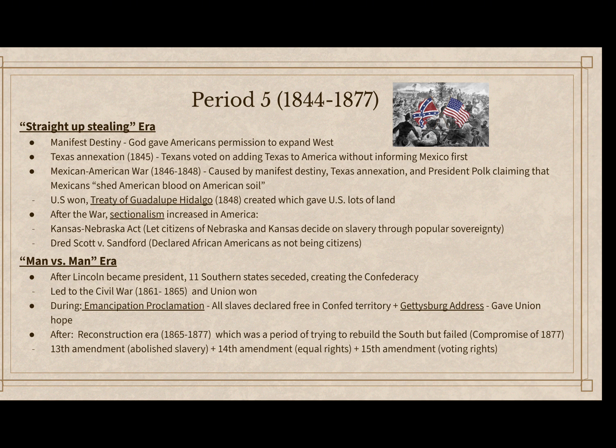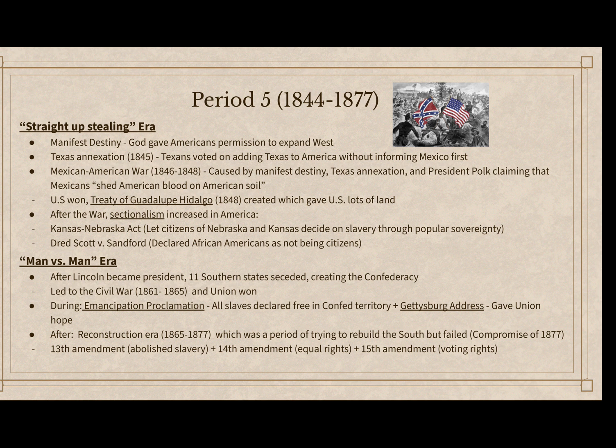So what Americans did was they eventually, in around 1836, became independent from Texas. And Mexico did not recognize Texas's independence. And later on, Americans in the Texas region decided to vote on adding Texas to America. And Polk, who was the president at the time, said yes to this because he was a big believer in manifest destiny and wanted the extra territory. And this was an issue because America did not inform Mexico first about Texas becoming an American state.